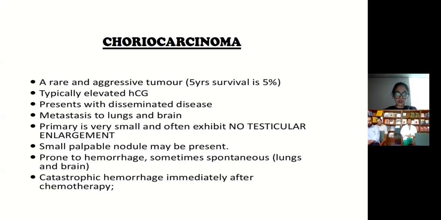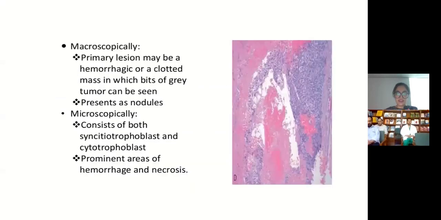It is very prone to hemorrhage, sometimes spontaneous, in both lungs and brain. Sometimes there is catastrophic hemorrhage immediately after chemotherapy. Macroscopically, the primary lesion may be hemorrhagic or a clotted mass in which bits of gray tumor can be seen. It presents as nodules, as previously mentioned. Microscopically, it consists of both syncytiotrophoblast and cytotrophoblast, and prominent areas of hemorrhage and necrosis can be seen.